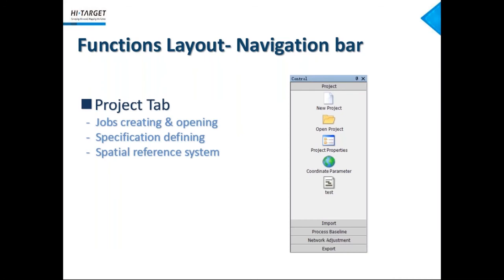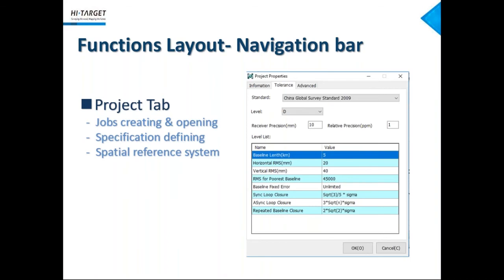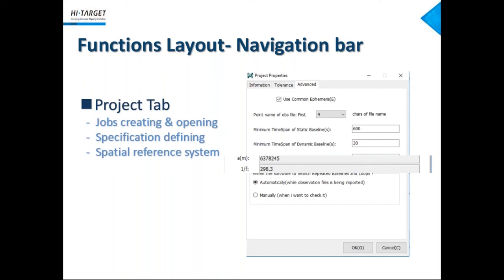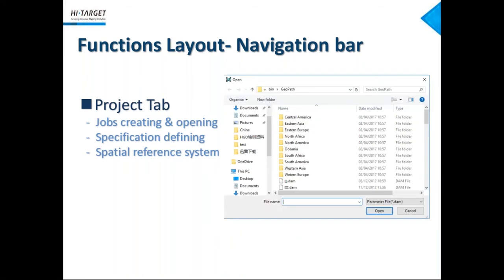Let's see them in more detail. This is the project tab in the navigation bar. In this tab, we can create our jobs, and define a specification and coordinate system. This page is for defining the specification, giving the error tolerance for this job. We can use a predefined one or just input a value on your own. Like here, we have a receiver precision and a relative precision, and some other parameters for this project. For the coordinate system, it's similar to the specification. We can choose a predefined one or just give a user-defined one by inputting parameters.